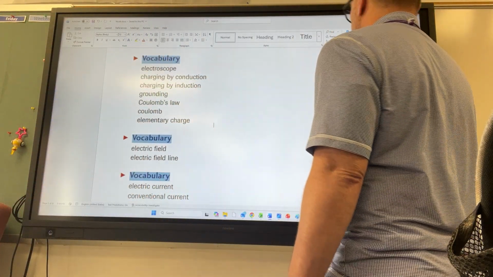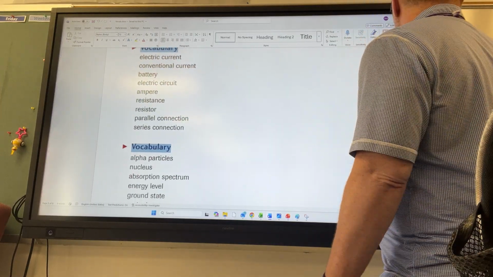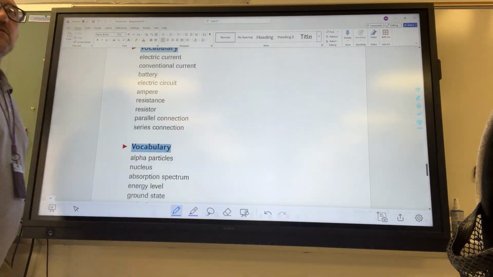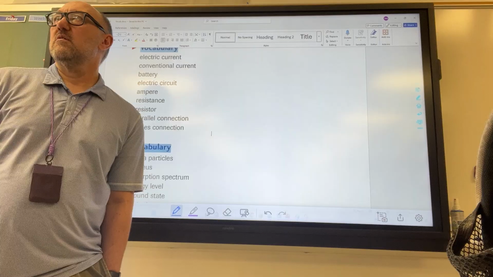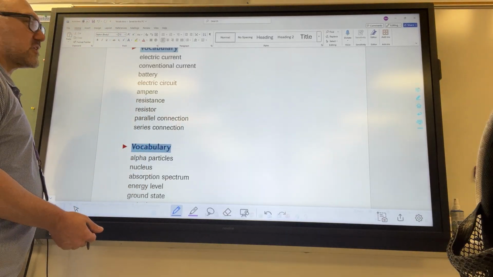Moving on. So now we start getting into electric current a little bit. I guess that's it for electrostatics. What else in electrostatics? As far as vocab goes, that's kind of it.